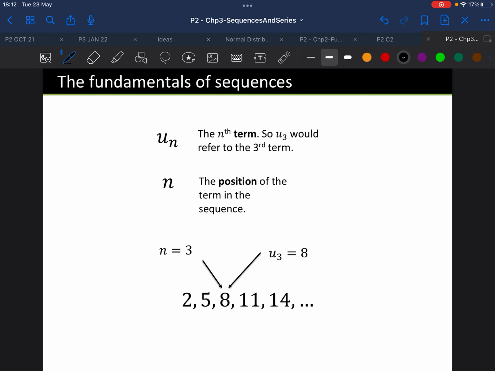A little bit more jargon for you. So this means the nth term. It means the general term. Okay, so like a rule that will always work the thing out. N, as we said, means the position. Okay, and just a little bit more jargon for you here. So the 8 here you would say is the third term, n equals 3. And another way of writing that is the third term is 8.